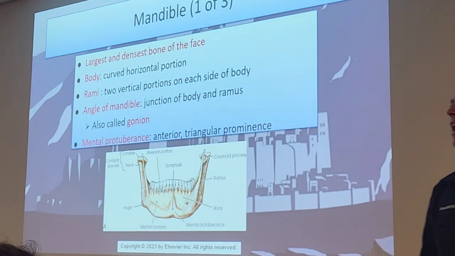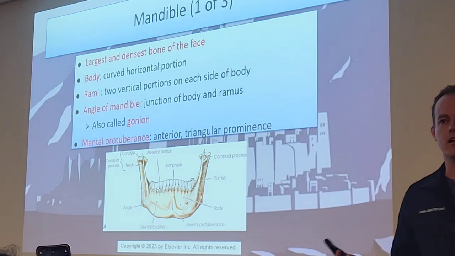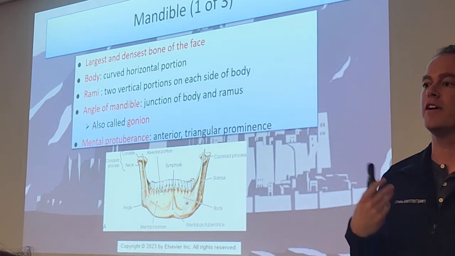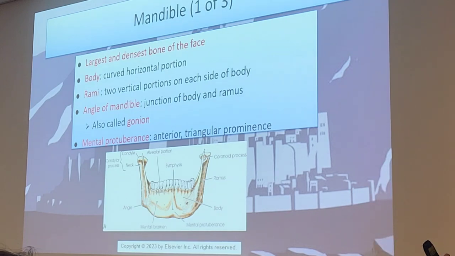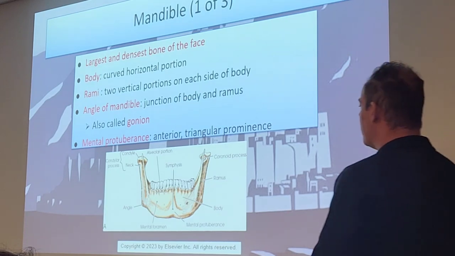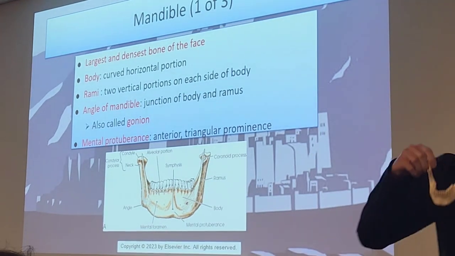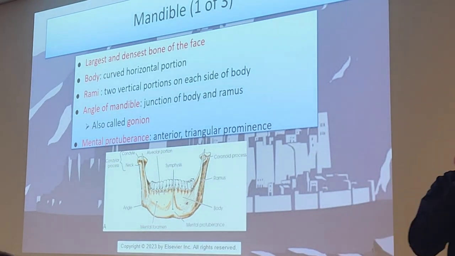All right, so the mandible, guys. Now, obviously, as we can all tell, that is the largest and densest bone of the face. It's about facial bones, not skull. We have some distinct landmarks we have to make note of. And we're looking at this from a frontal view right here, as if my jaw is facing you like this. That's what we're looking at.